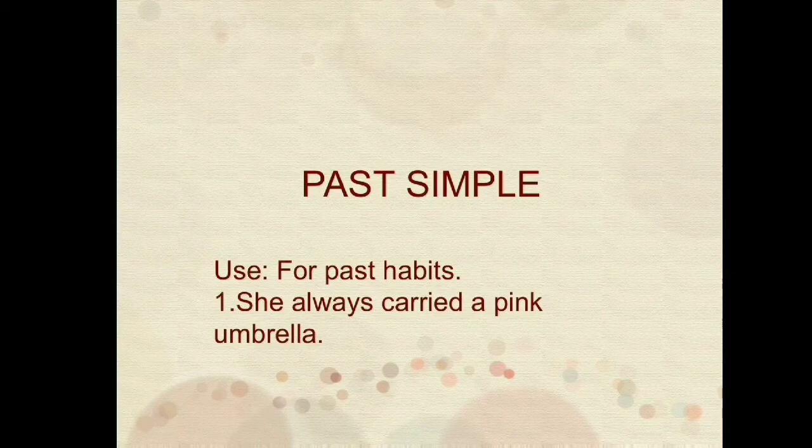Now, here we are talking about past simple tense. When we want to talk about past habit, then we can use simple past tense. For example, she always carried a pink umbrella. Here in the sentence, you can check the second form is carried. So, this is an example of past simple tense.